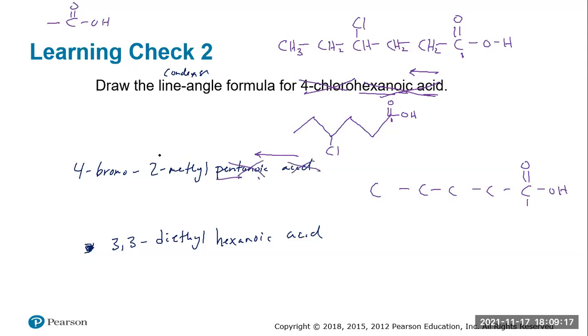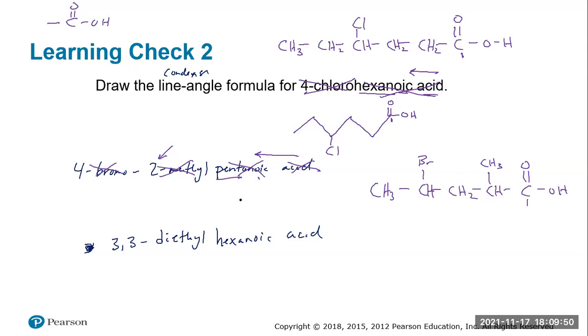That means that at carbon number 2, there's a methyl group. So right here should be a methyl. And at carbon number 4, there's a bromine. So carbon number 4 would be here. Everybody else is going to be hydrogen. So we need 1 there, a couple there, 1 there, and 3 here. And that would obviously be our condensed formula for 4-bromo-2-methylpentanoic acid.